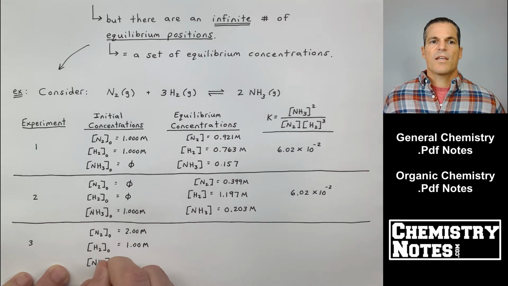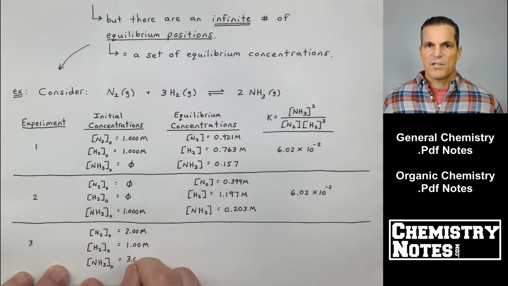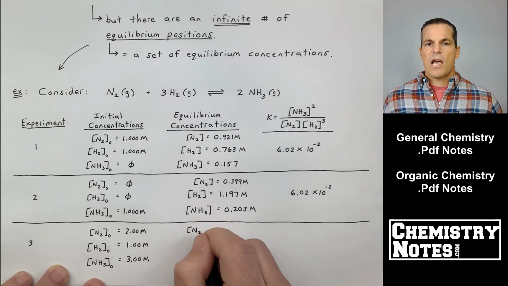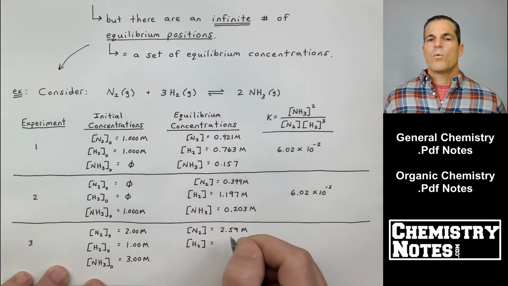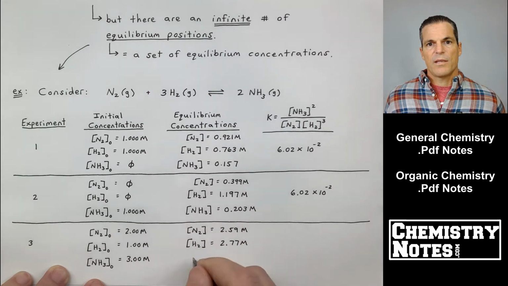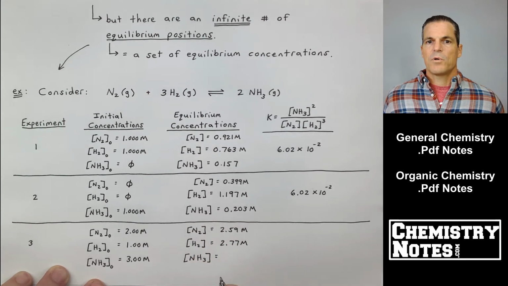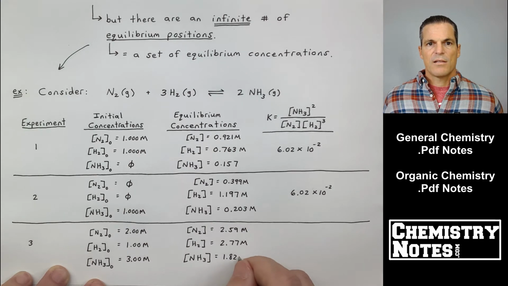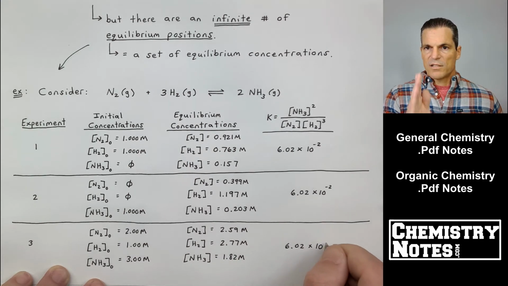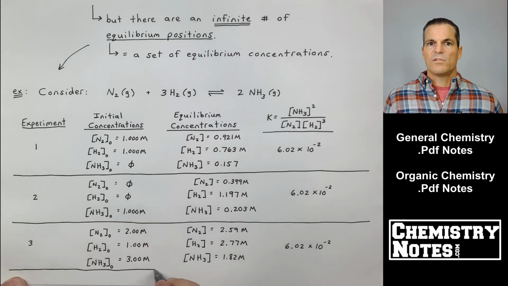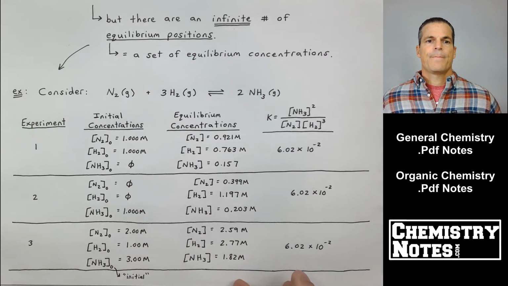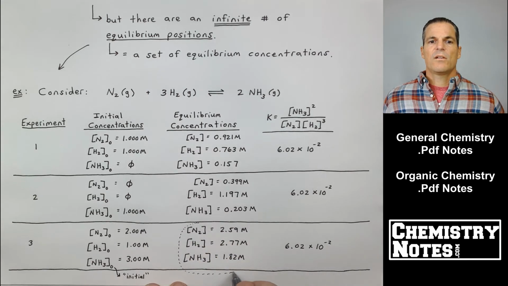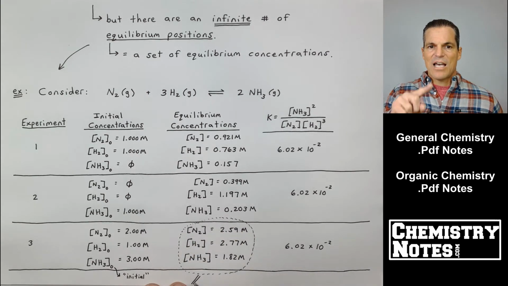So what do you think as I put down initial concentrations for experiment 3 and now as I write down my equilibrium concentrations for experiment 3, what do you think my value of K is going to be? Yes, it's going to be 6.02 times 10 to the minus second. Now, the equilibrium concentrations, that's the column I'm using to solve for K. We don't use initial concentrations for that. All right, so let's take a look at this dashed line circle, right?